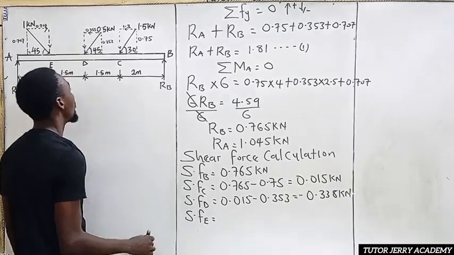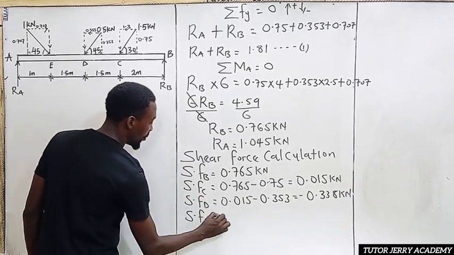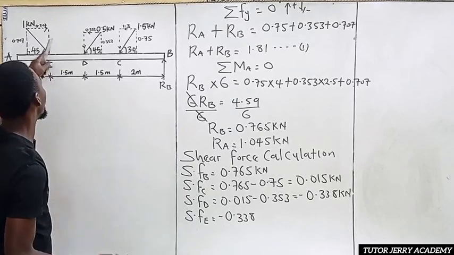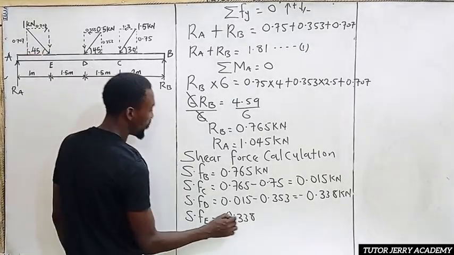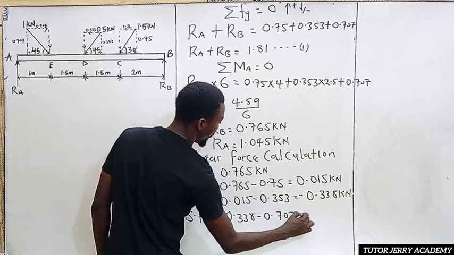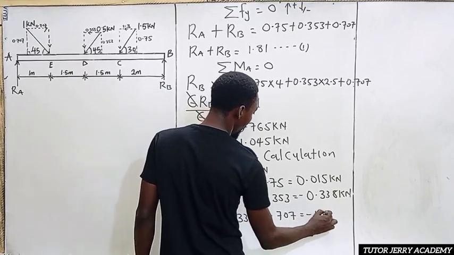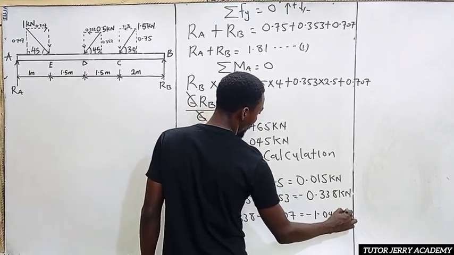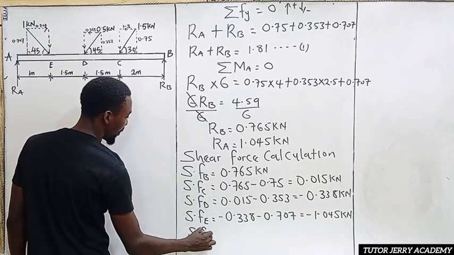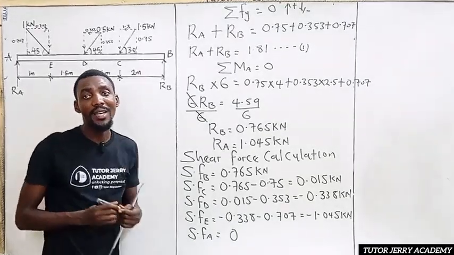All right. The shear force at point E, since we know up to point D, it's going to be minus 0.338. And the shear force at point E is going downward, so it's going to be minus 0.015 minus 0.707. If we subtract this, what do we have? Minus 1.045 kilonewton. All right. So the shear force at point A, of course, is going to be equal to 0. So that is what we have.